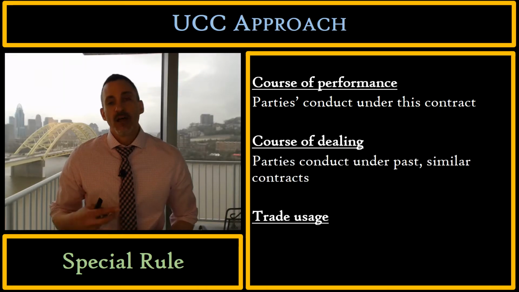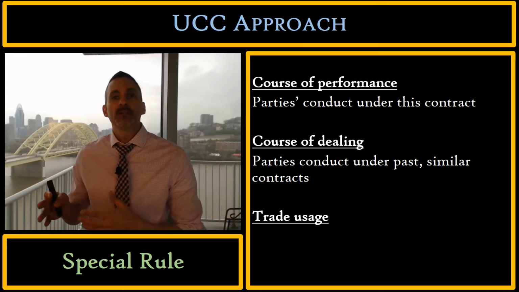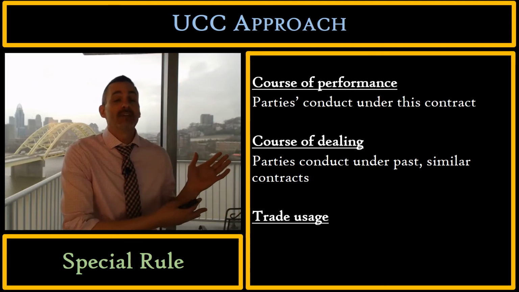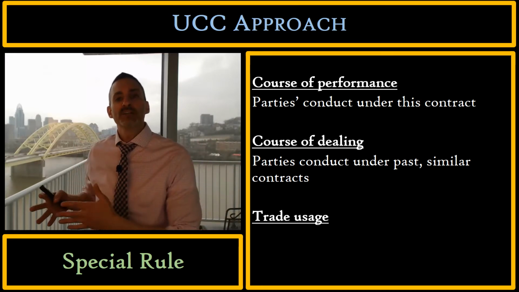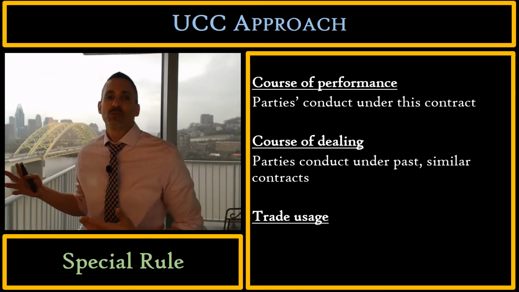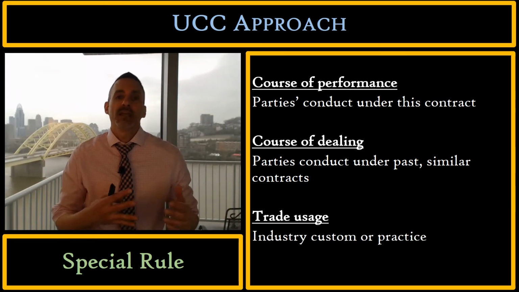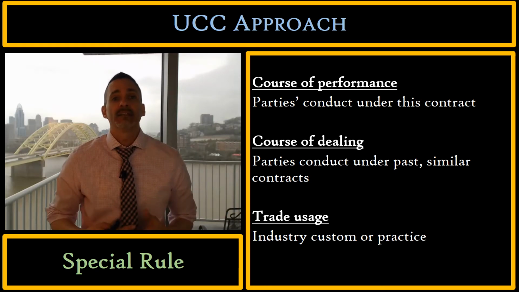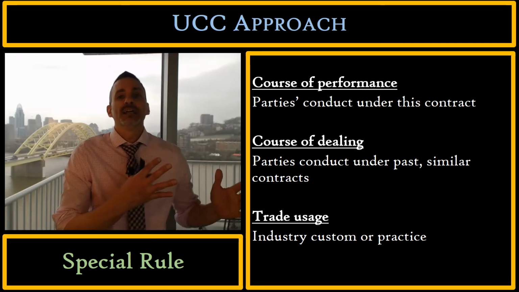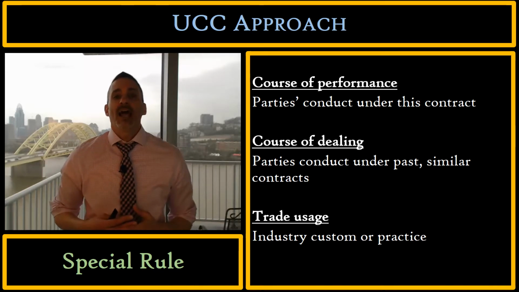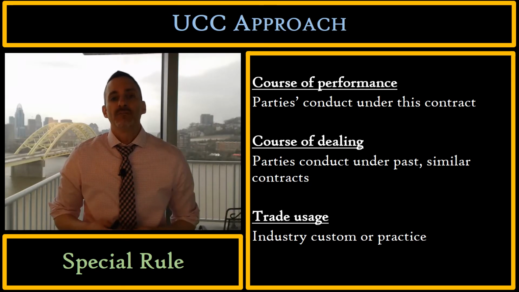Course of dealing is evidence of the parties' conduct in past but similar contracts. So one party says, here we have this written agreement, and my interpretation of this written agreement is consistent with what we've been doing under past contracts between us. Finally, trade usage. Trade usage is the custom or the practice in the industry. So once again, we have a written contract, and one party says, my interpretation of this written contract is consistent with what we do in our trade. You can see how this is all extrinsic evidence. It's all evidence outside of the written contract.